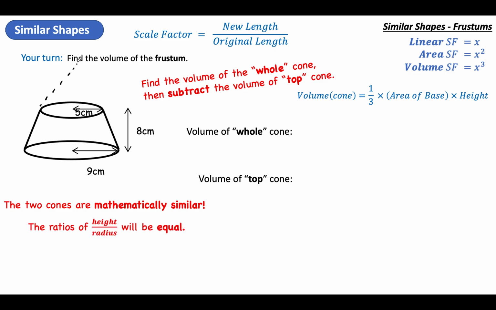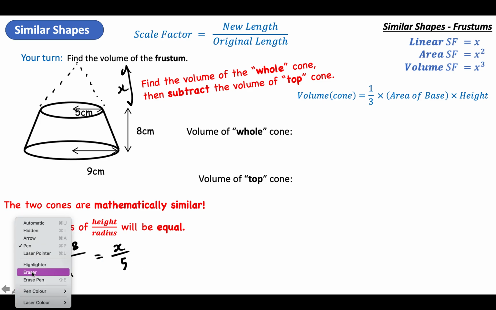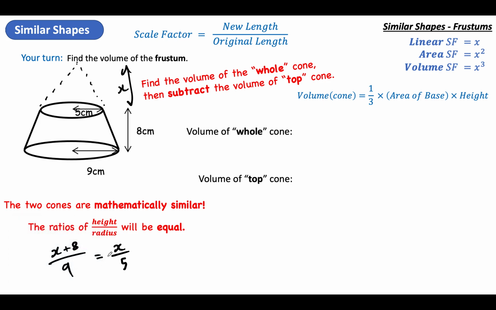We're trying to find the height of the top bit, so we'll call that x. And the height of the whole cone would be x plus 8. We divide that by its radius of 9. That's going to be the same as the height of the small cone divided by its radius, which is 5. And we're going to do this neat little thing with some cross multiplying to get rid of these fractions. So this side will need to be times by 9, and this side will need to be times by 5.